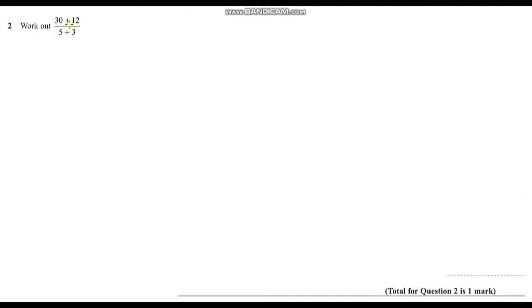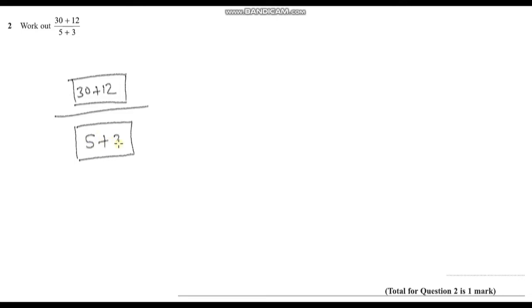Question 2. Work out 30 plus 12, all of that divided by 5 plus 3. Now remember, this is a calculator paper, so we can just type this into our calculator. So the first thing to type in is the fraction key. There should be a button like this. So this button should be on your calculator. So just press that, put your cursor in this box, and then just type in 30 plus 12. And then go down and press 5 plus 3.